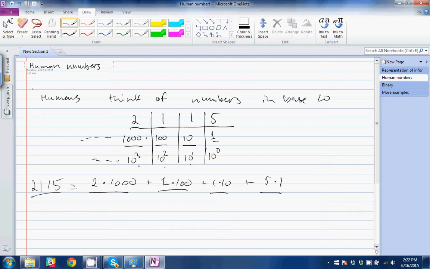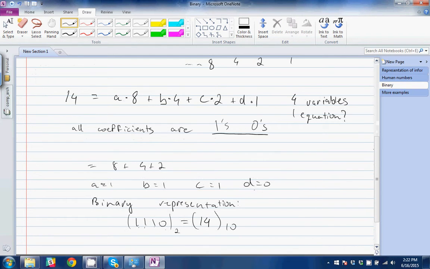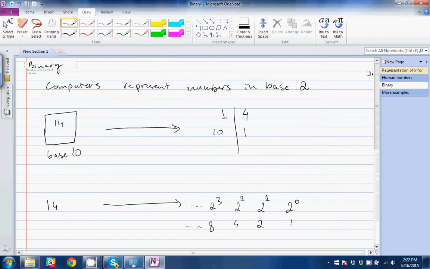Why do humans represent numbers in base 10? Well, because it's convenient for us. If you look down at your hands right now, you'll notice you have 10 fingers. When you learn to count, you learn to count up to 10. And so we're really good at doing numbers in our heads that are base 10. It's convenient for us to represent numbers that way. But it's not convenient for computers to represent numbers this way.